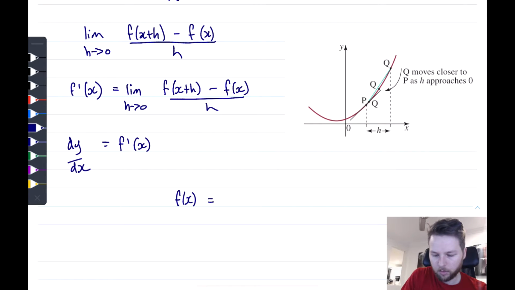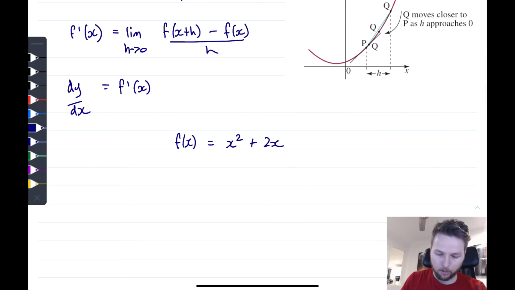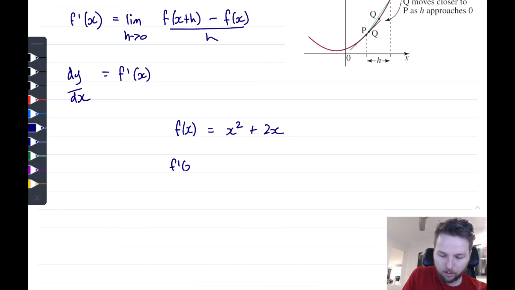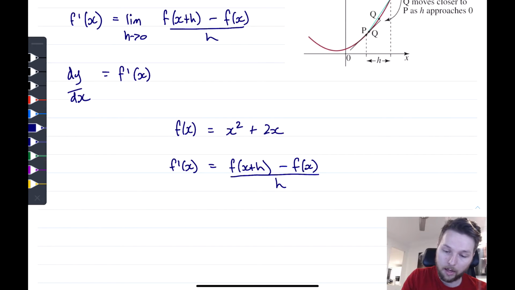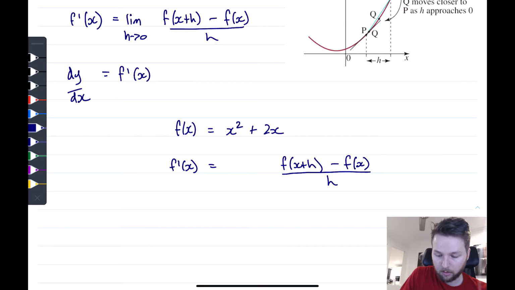Let's say we've got a function, f of x is equal to x squared plus 2x, and we want to find the derivative of this function using first principles. First thing we would do is set up our formula. f dash of x equals f of x plus h minus f of x, all divided by h. Oh, not quite, that's not our formula. We've forgotten to put in our limit as h approaches 0. So this is our formula for our derivative.